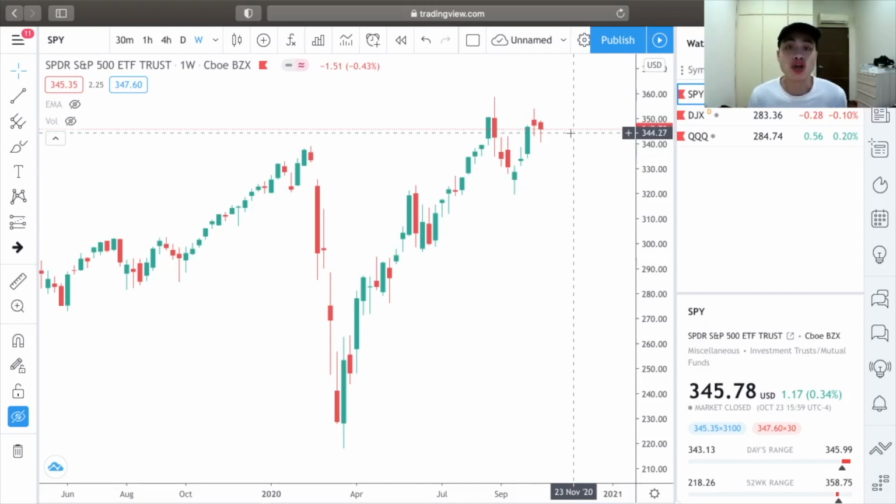In addition to these historical trends, we also have the US presidential elections this year, which has resulted in greater uncertainties in the market and more volatility. Okay, so that's a quick overview of the US stock markets right now.